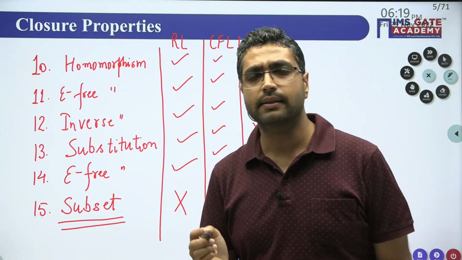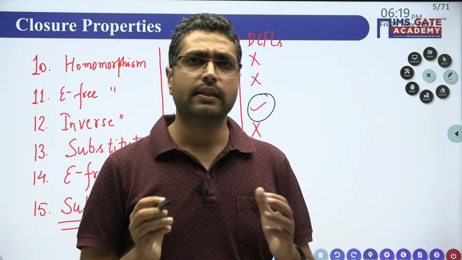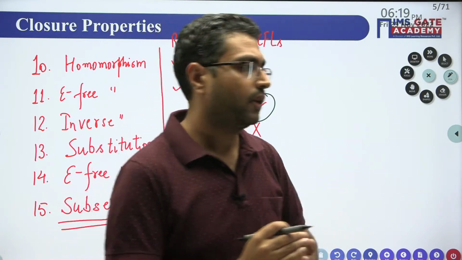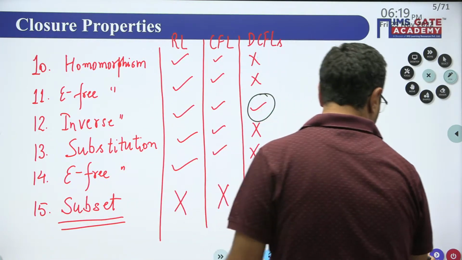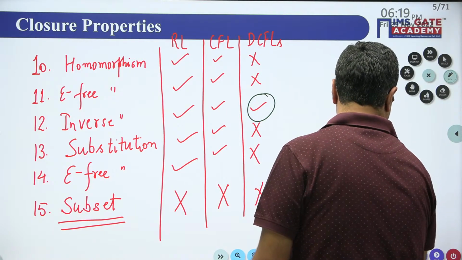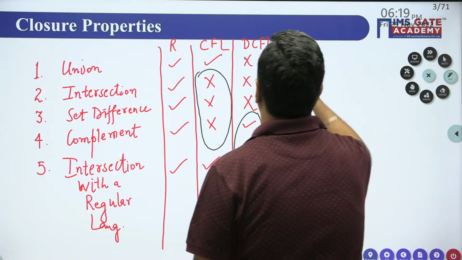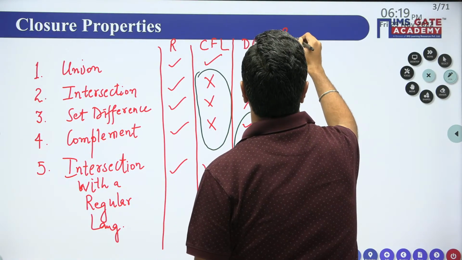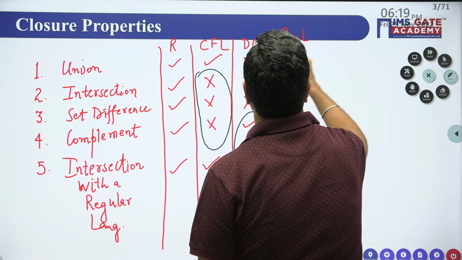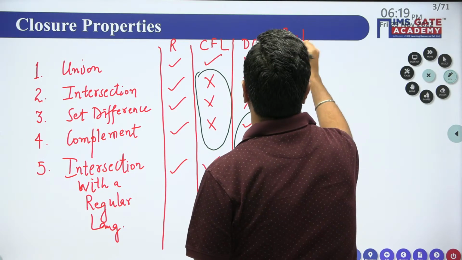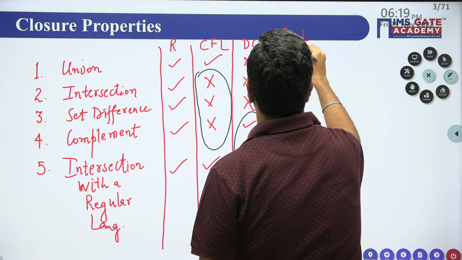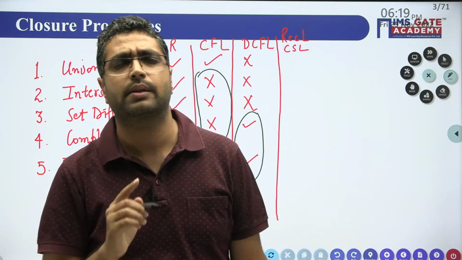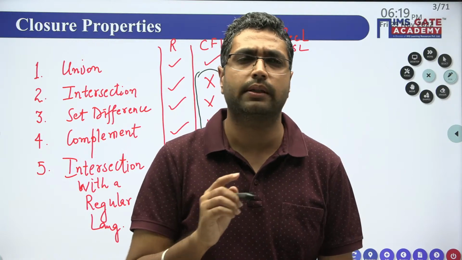Now the next part is recursive languages and context-sensitive languages. They have the same behavior, therefore I'll write them together, right? Recursive languages and context-sensitive languages have the same behavior: they are not closed under homomorphism and substitution, otherwise they are closed under all the operations.